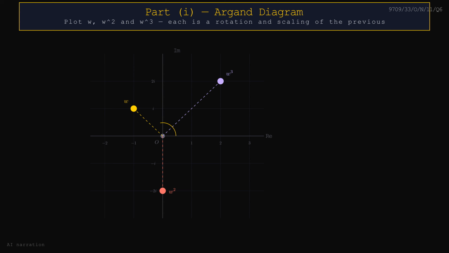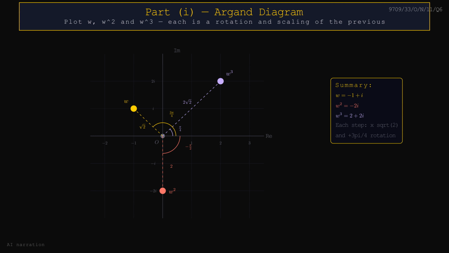Mark the argument of W, 3 pi over 4. Argument of W squared, -pi over 2 on the negative imaginary axis. Argument of W cubed, pi over 4 in the first quadrant. Moduli on the radii: root 2, 2, and 2 root 2. Each power multiplies the modulus by root 2 and adds 3 pi over 4 to the argument.